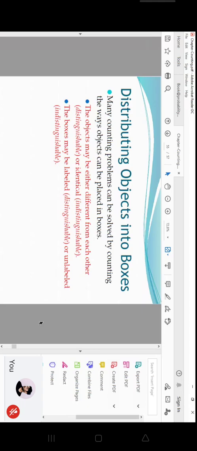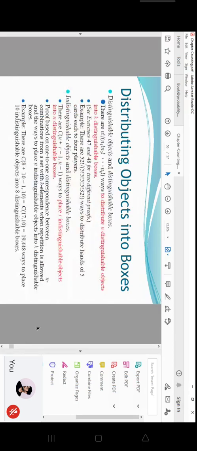During the time of selecting objects, it may happen that objects are distinguishable or indistinguishable. And in the case of boxes, where you will place those objects, it can be distinguishable boxes, that is separate boxes, or indistinguishable boxes, where you can put anywhere. So distinguishable and indistinguishable objects and boxes create 4 types of situations, and out of those 4, 2 specific situations we can handle using 2 definite formulas.